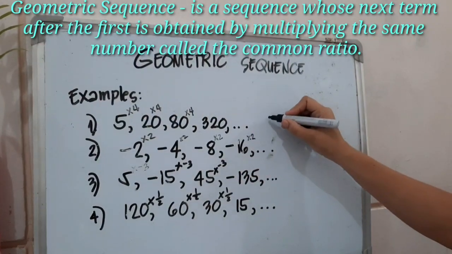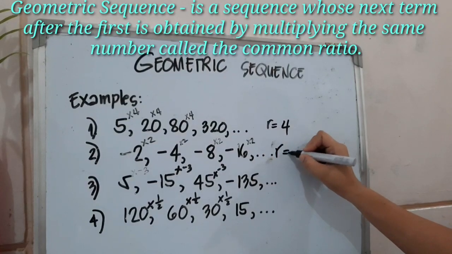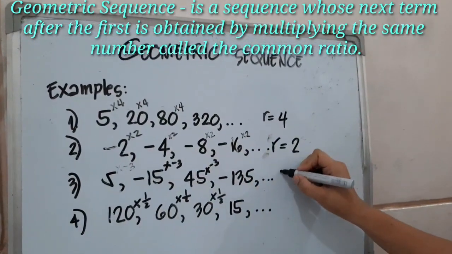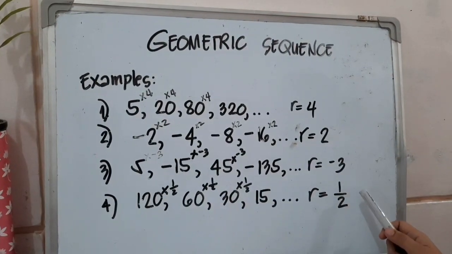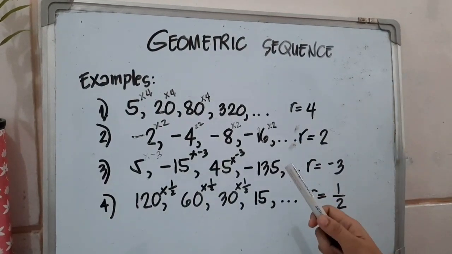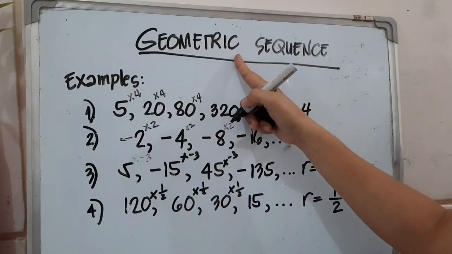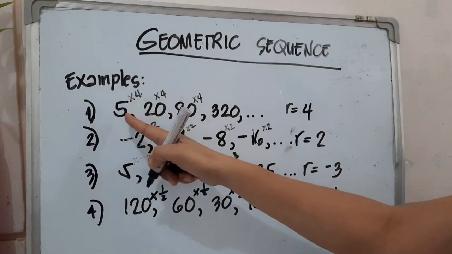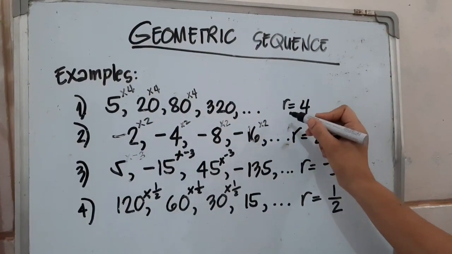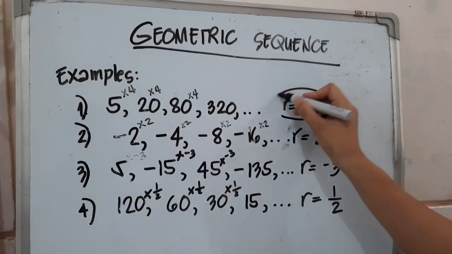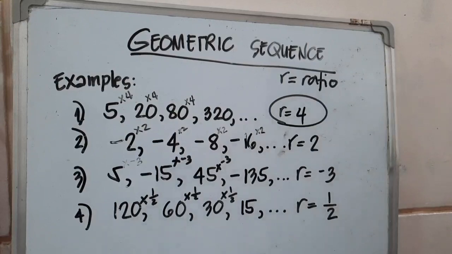We have number 1, our ratio is 4. For example number 2, our ratio is 2. For example number 3, our ratio is -3. And for number 4, the ratio is 1/2. Take note, a geometric sequence is a sequence whose next term after the first is obtained by multiplying a common number, or what we call a common ratio, where R stands for our ratio.